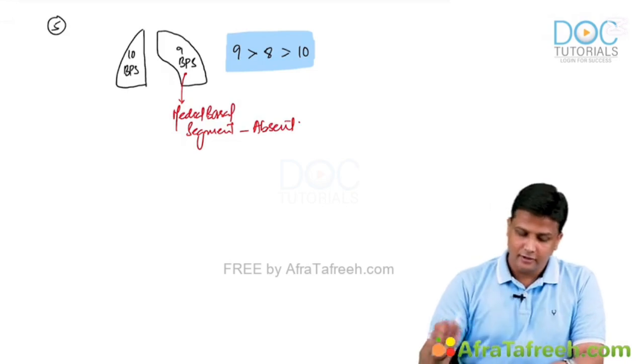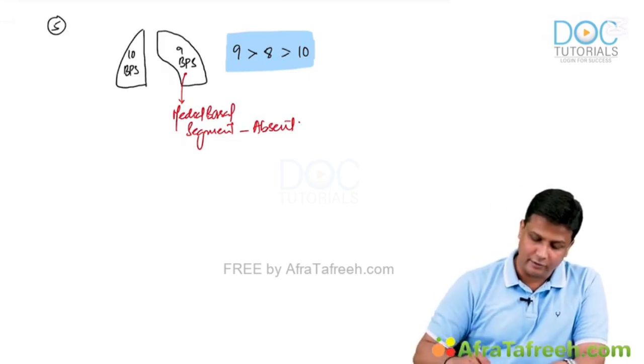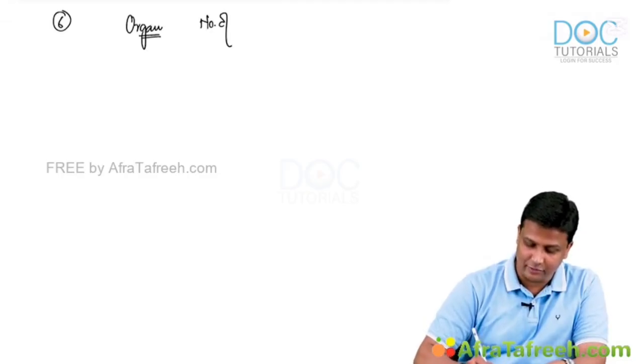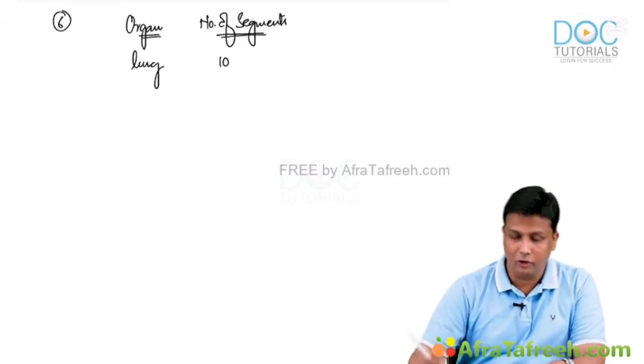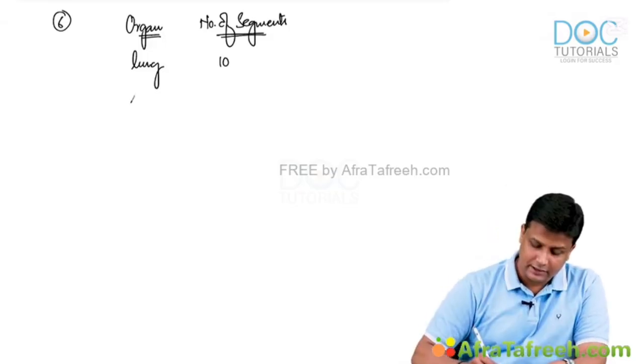That's the final answer. Next, the last and final thing, one more thing which is important. I hope you are understanding the importance of this topic right now. On the left hand side, let us write down the name of the organ, and on the right hand side, the number of segments. Just now we learned the lung. The lung will be totally divided into how many bronchopulmonary segments, sir? 10. And then the liver.